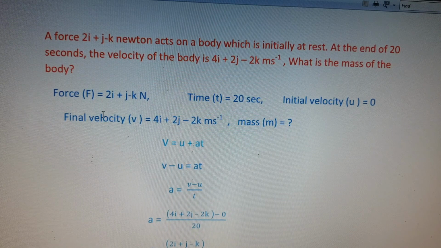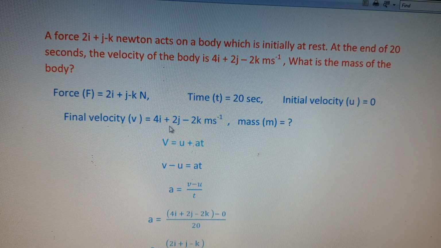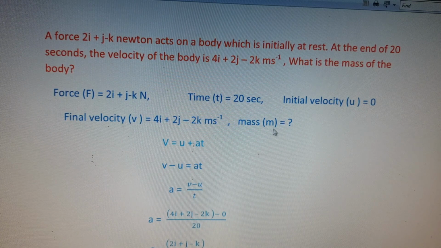So we can take the as per given data. Force F is equal to 2i plus j minus k Newton, and time t is equal to 20 seconds. Initial velocity u will be 0. Why? Because the body is initially at rest, so initial velocity will be 0. And next, final velocity v is equal to 4i plus 2j minus 2k meter per second. So mass m is equal to how much?